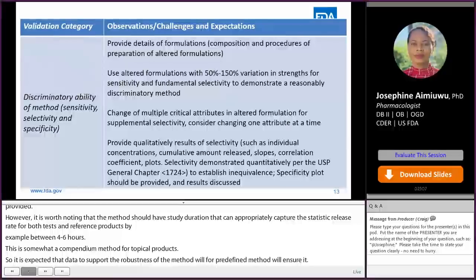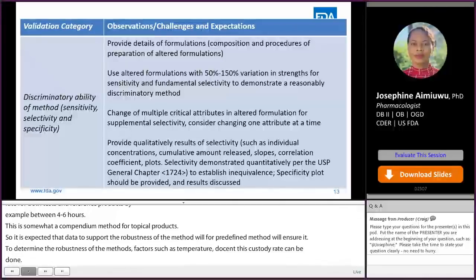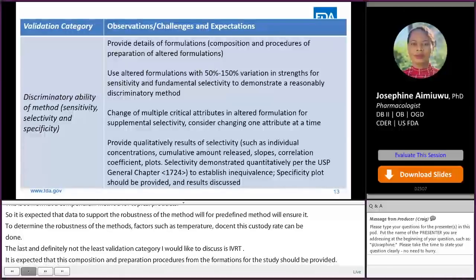The last and definitely not the least validation category I would like to discuss is the discriminatory ability of IVRT. It is expected that details regarding the composition and preparation procedures for the altered formulations that are used for these studies should be provided. The altered formulation used for sensitivity and selectivity, which should be plus or minus 50% variation in strength from the nominal strength of 100%, are recommended.